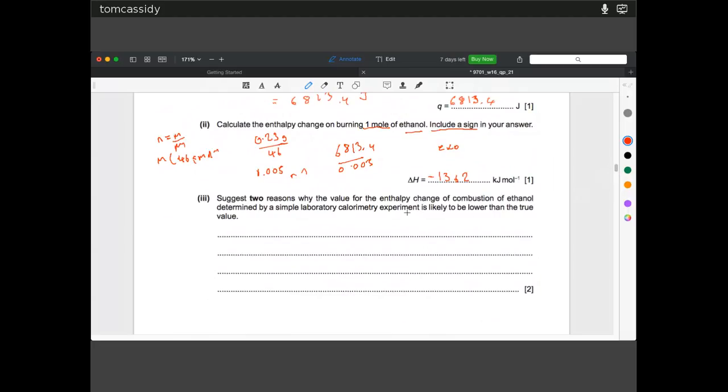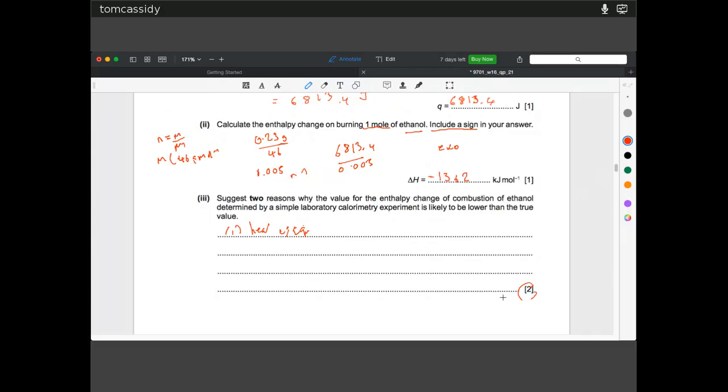But this enthalpy change might be less than the true value. Why is that? Well, we've got to get 2 points here. One of the classic reasons, of course, is that some of the heat from the burning escaped from the apparatus. So some of the heat escaped and wasn't captured by raising the temperature of the water. That's a kind of obvious one, that not all the heat was captured to raise the temperature of the water.